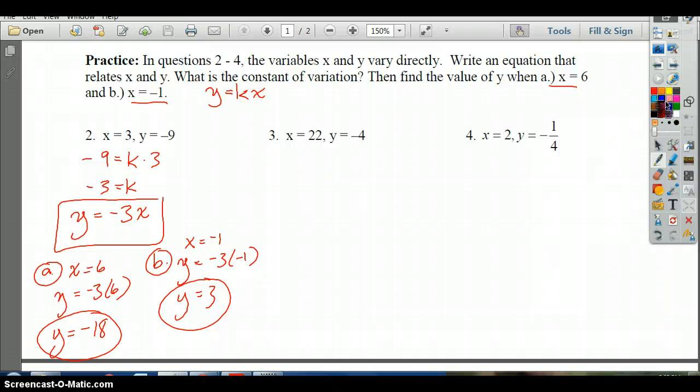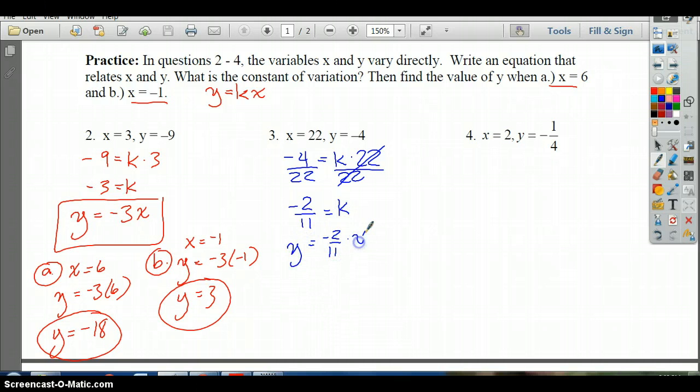If we go to blue here for number 3, first off, let's solve for our constant k. So divide over by 22. So am I going to reduce this? This is 2 over 11. There's my k. So y equals negative 2/11 times x. First part is solved for. Let me rewrite that.